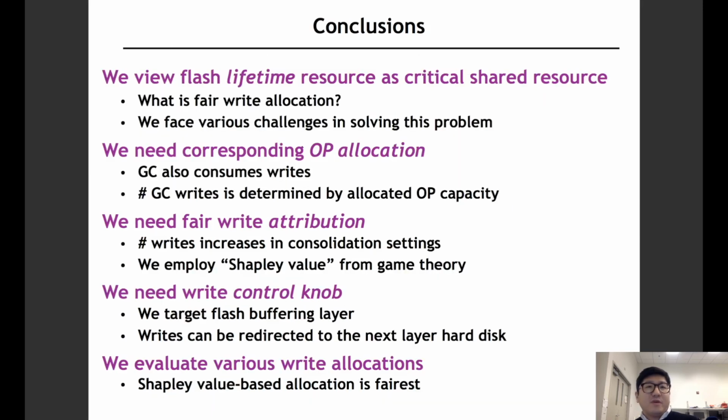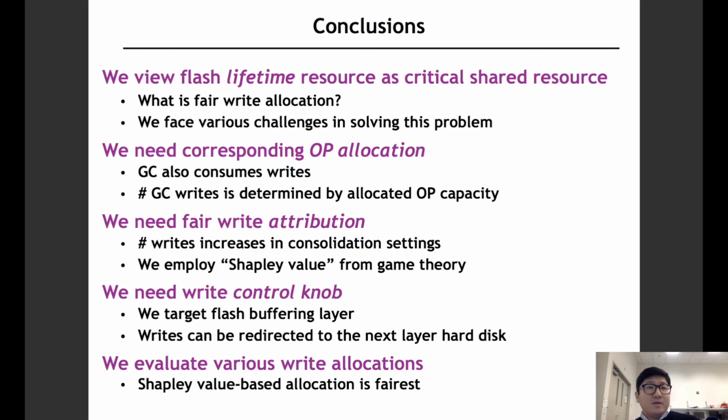Let me summarize this talk. We view flash lifetime as a critical shared resource that needs to be fairly partitioned across workloads. In doing so, we face various challenges. First, we need corresponding OP allocation, as GC also consumes writes, and the number of GC writes is determined by the allocated OP capacity. Second, we need fair write attribution. As the number of writes increases in consolidated settings, we apply Shapley value in the context of write attribution.